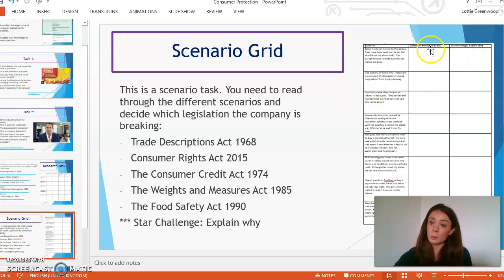Now, which legislation would that relate to? Would it relate to the Trade Descriptions Act 1968? Would it lead to the Consumer Rights Act 2015? Would it relate to the Consumer Credit Act 1974? The Weights and Measures Act 1985? Or the Food Safety Act 1990?